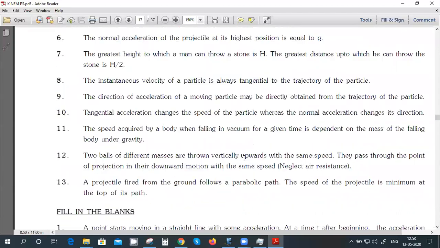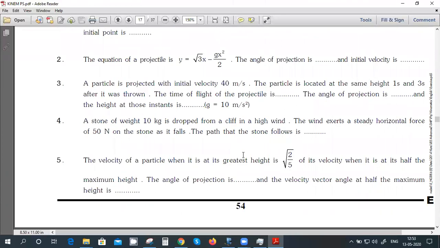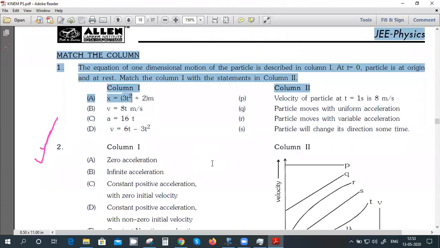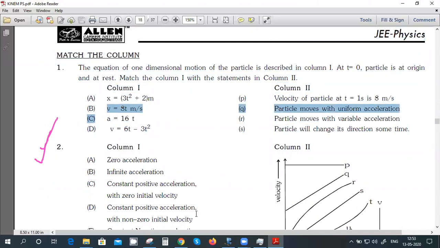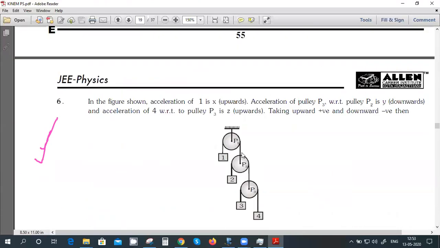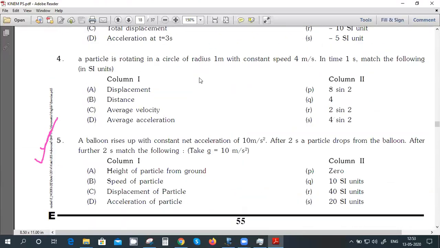True or false. Fill in the blanks. This might require some calculation. Math. These are the questions that you have to get used to because they will come in advanced. And in main sources they'll just change the pattern a little bit. So in main sources this might come.